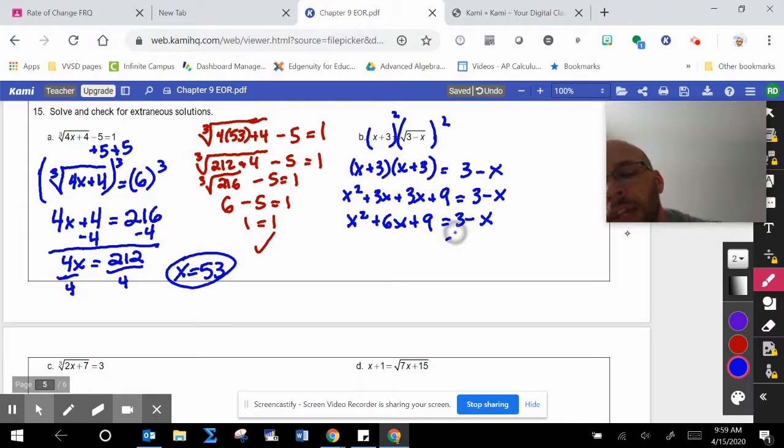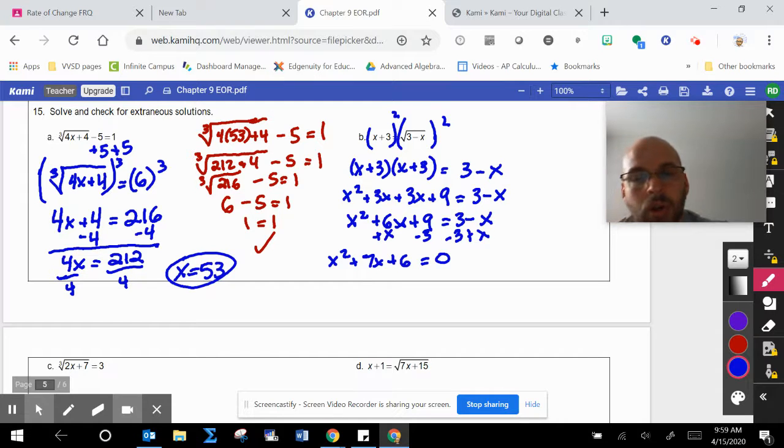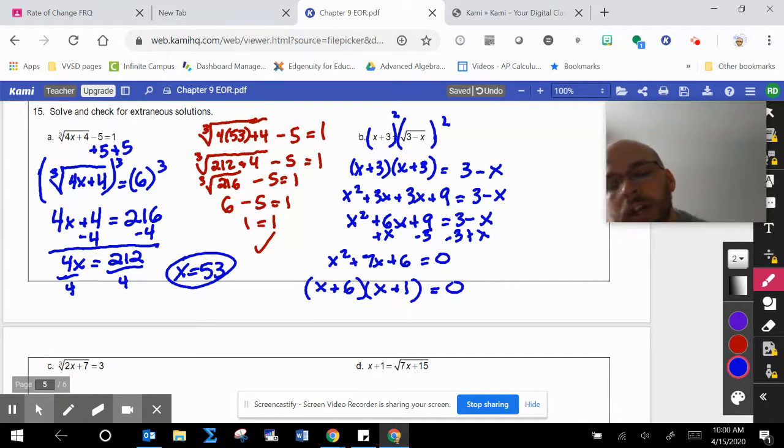So if I do that, I'm going to subtract the 3. I also want to add the x. I'm going to add the x to the left-hand side, which gives me x squared plus 7x plus 6 equals 0. So what I do now is I factor. All right. And I need to know factors of 6 that add up to 7. So that's, of course, going to be 6 and 1. 1 times 6 is 6. 1 plus 6 is 7.